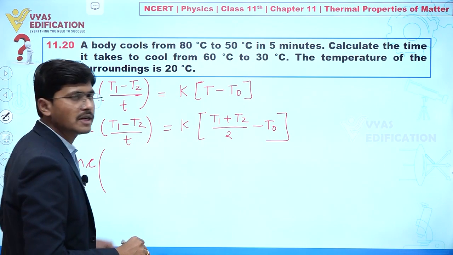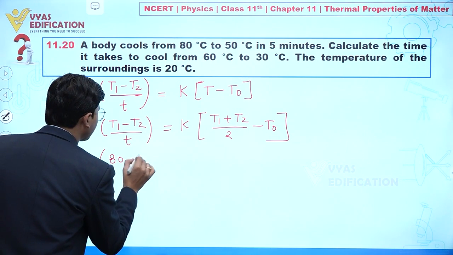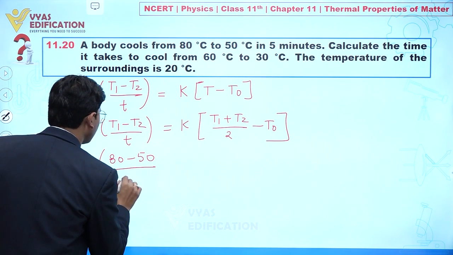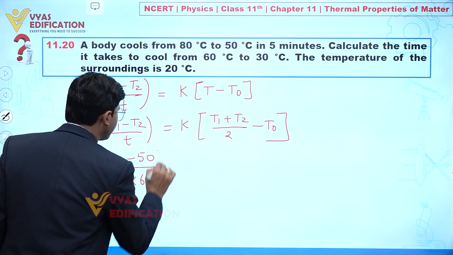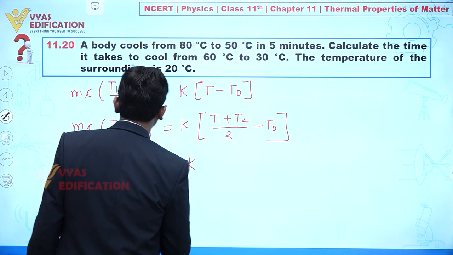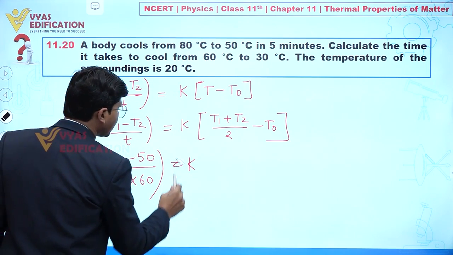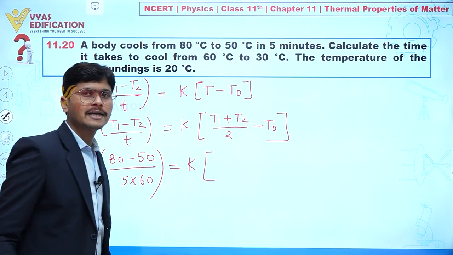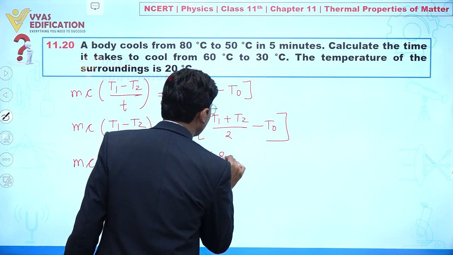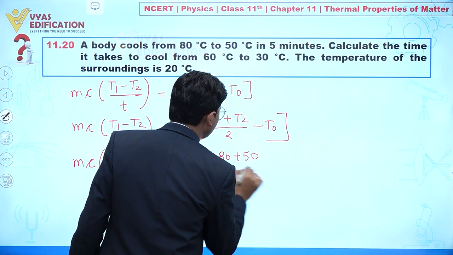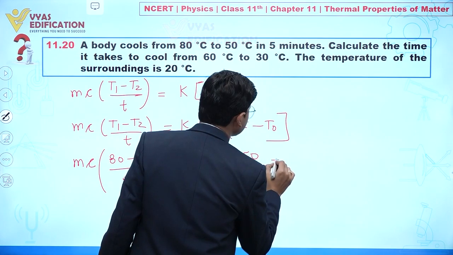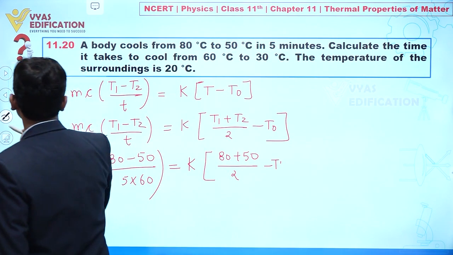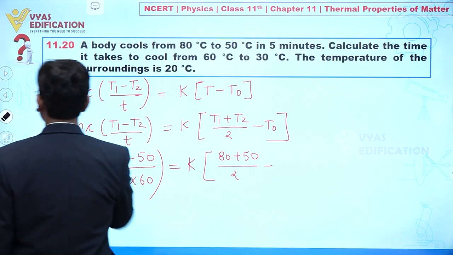The temperature is given as 80 to 50, so 80 minus 50 divided by the time. Time is given as 5 minutes, 5 into 60, converted into seconds. K is a constant. Now we will take the average value: 80 plus 50 divided by 2 minus the surrounding temperature. The surrounding temperature is given as 20 degrees Celsius. Clear?